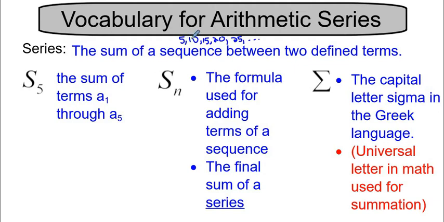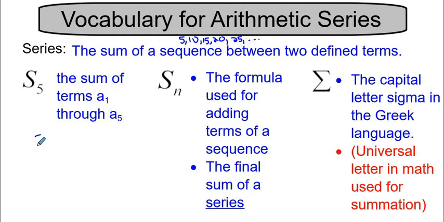Like if I add the first 2 terms up, that's a series of terms A1 and A2. If I add the first 3 up, that'd be a series of terms 1, 2, and 3. So the definition of a series is that it's a sum of a sequence between 2 identified terms. An example is if I said find S of 5, that would mean find the sum of A1 through A5.